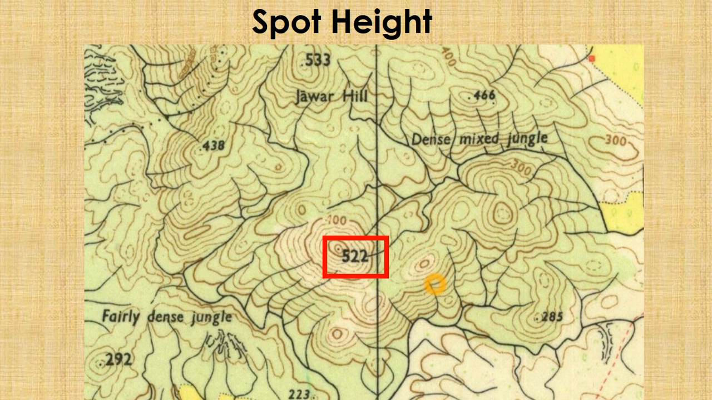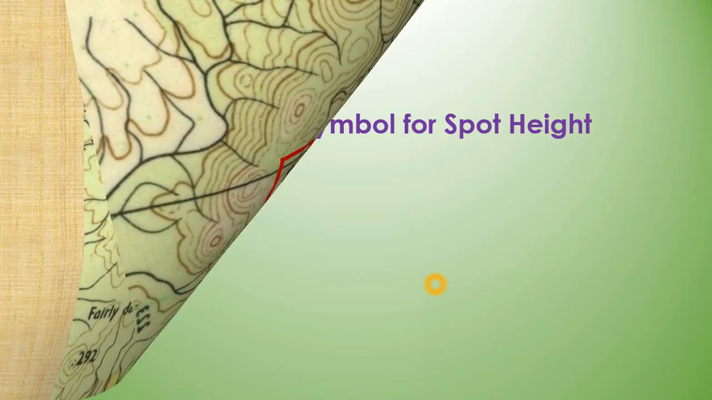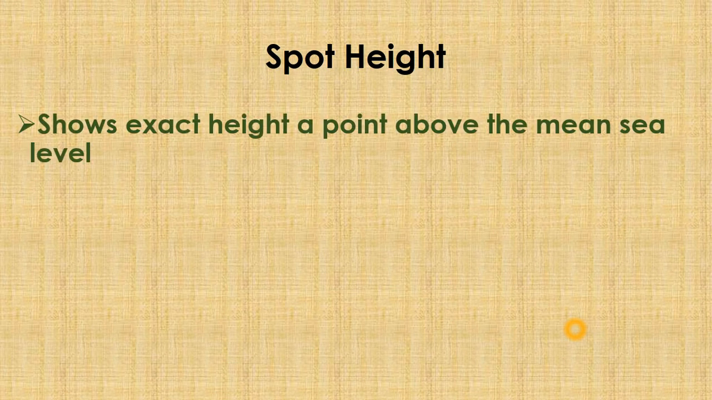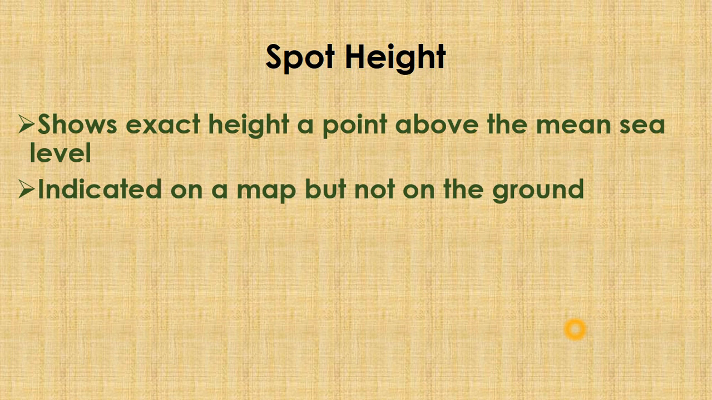It shows the height of one particular point, not the entire region, using a spot and a number. And the conventional symbol for spot height is this one, right? First there will be a small dot, then beside that the value is written. It shows the height in meters, of one particular place above the mean sea level. It shows the exact height of a point above the mean sea level, and it is indicated on the map but not on the ground. So if you go to that particular place, you will not get any details about the height of that place, it is shown only on the map.